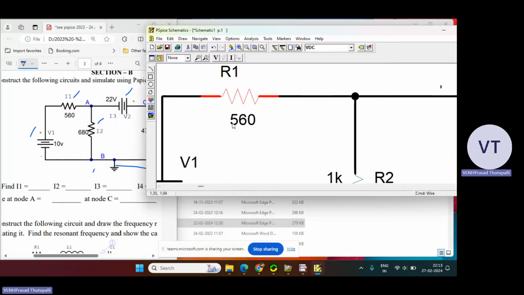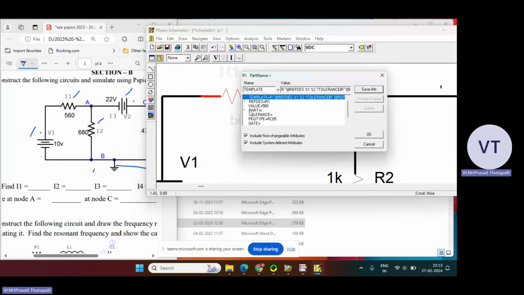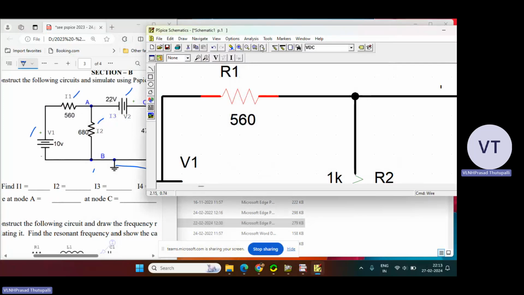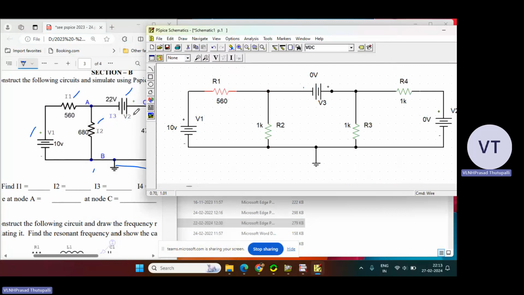If I want to change the value of this resistor, double click on this, and here this 560 is there. This 560 you can change to 220. 220 means 220 ohms, K means 220K, capital M means 220 mega ohms, like that. You don't need to put a symbol like Ω. According to the requirement, you just click on that value and then change that value, right?